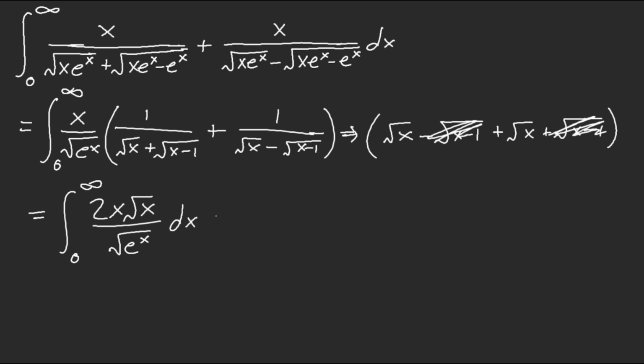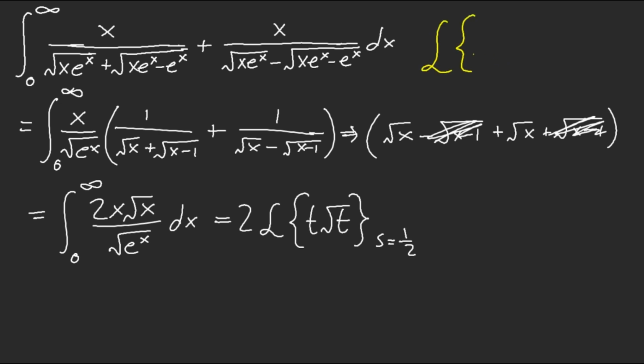And now this is simply equal to 2 times the Laplace of what? T square root of t? T square root of t. Do we know that Laplace transform? We know that the Laplace of square root of t is equal to root pi over 2, and it was s to the power of -3/2, right? Okay, but this one's t times root t. So what, do we turn this into an integral and use Gaussian? No. No, you don't have to do that. You do not have to do that.